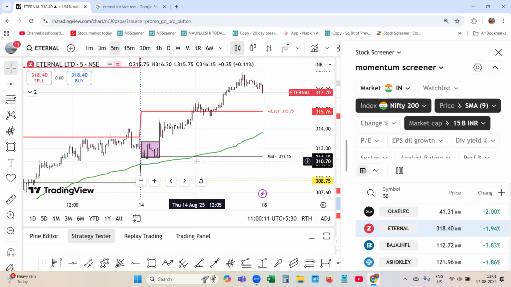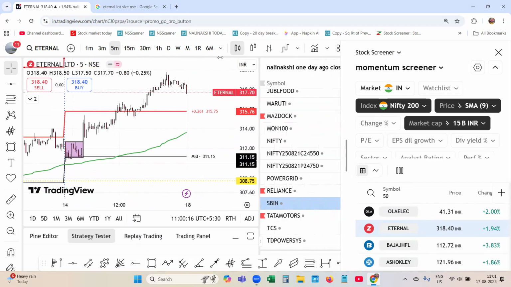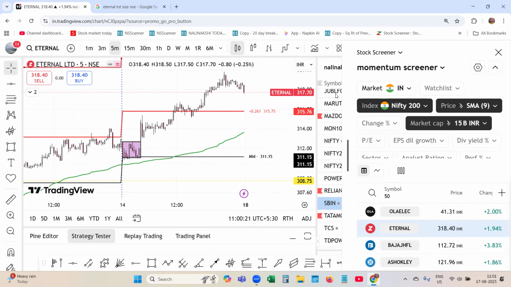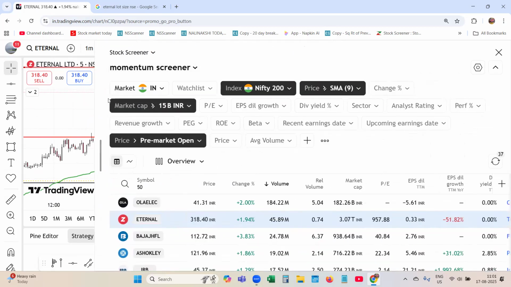So you also make this screener, just put a conditions like this. Once again, I'll tell you, you have to select the Indian market and whichever index you want, index 200 or index 500 or Nifty 50, you can select like that. But I selected Nifty 200 so that all the futures and options stocks may come into this.